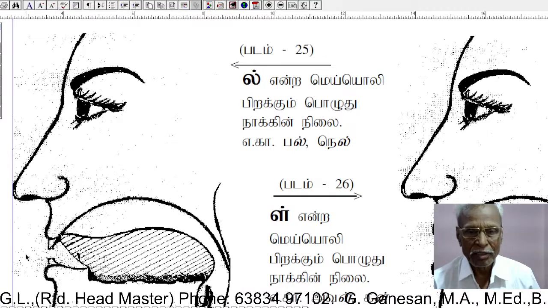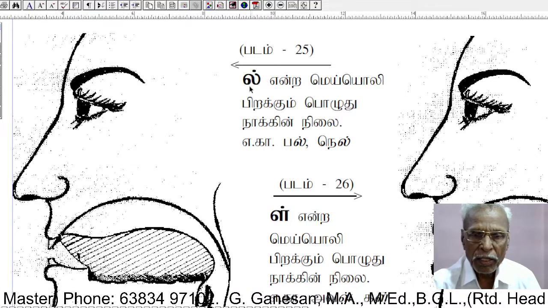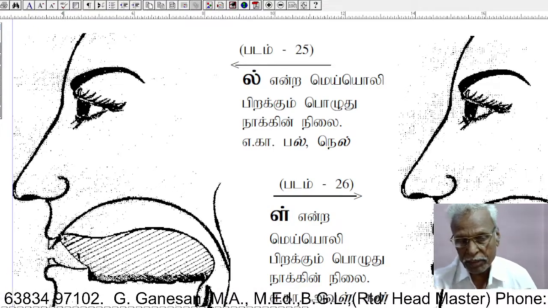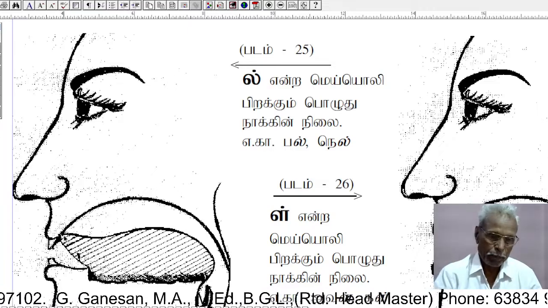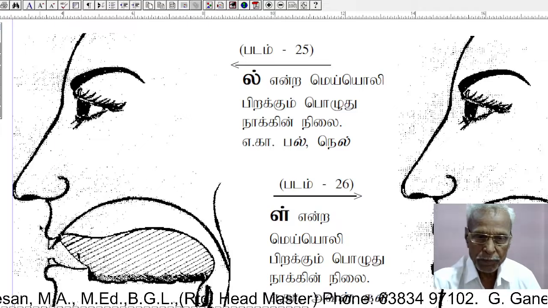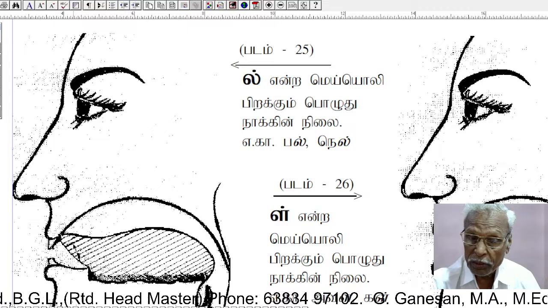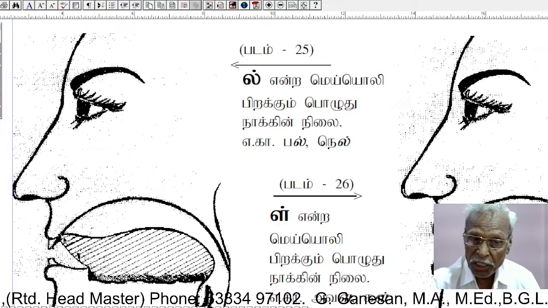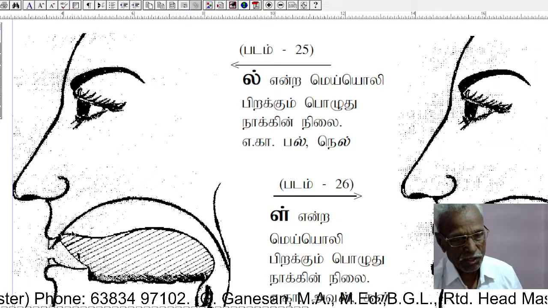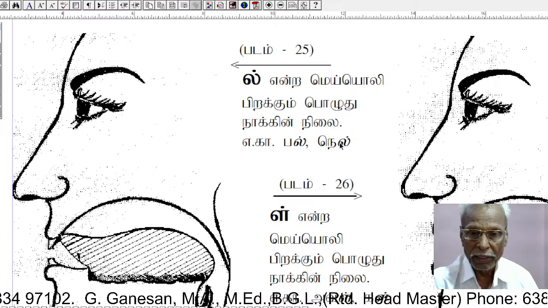Again, I define it. The phoneme is produced by raising the tip of the tongue towards the upper teeth ridge, having a tight contact and sending out the air through the sides of the tongue and the mouth. Examples: pal, nel.